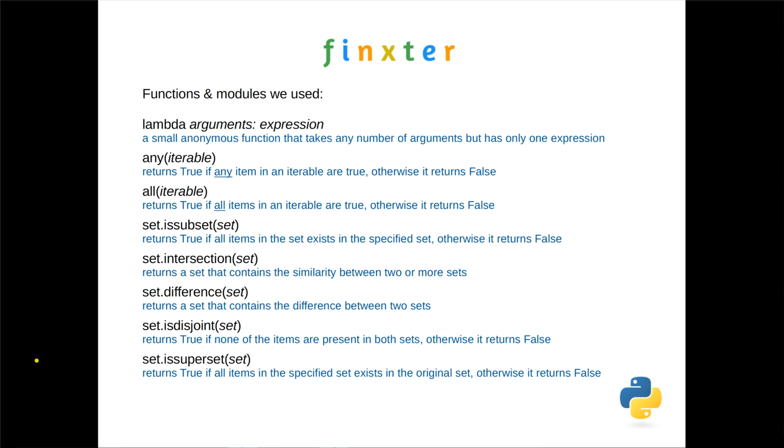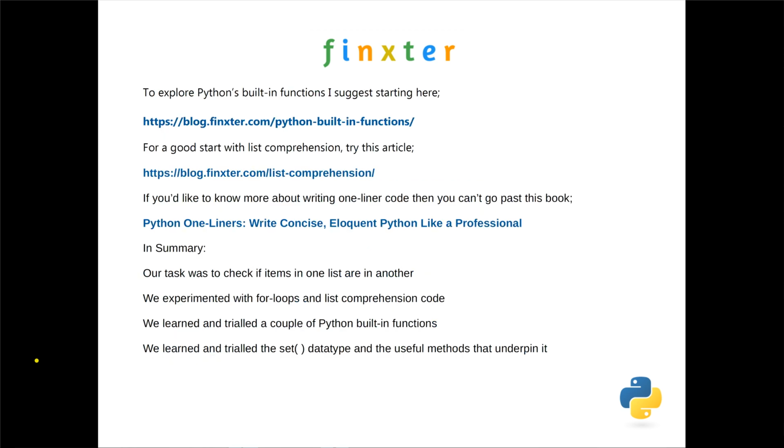And then intersection, which I think is the jewel in the crown in this code, returns a set that contains the similarity between two or more sets. And then difference obviously is the opposite of that, returning a set that contains the difference between two sets. And then finally the disjoint, which is that strange inverted one, which will only return true if none of the items in one list are present in the other. And then finally is superset, and that's really just to say true if all items in one set exist in the original set. So we've got some really useful things there, and I hope that this has helped you answer those questions that we originally asked at the beginning of this video.